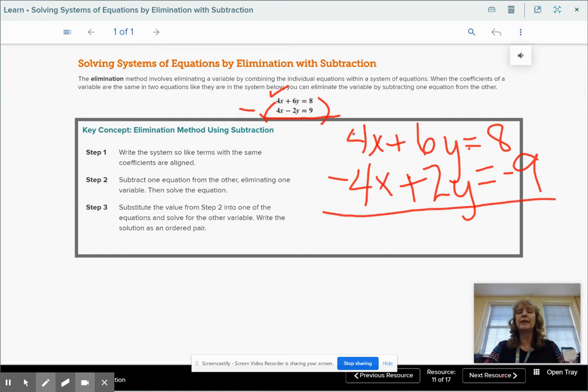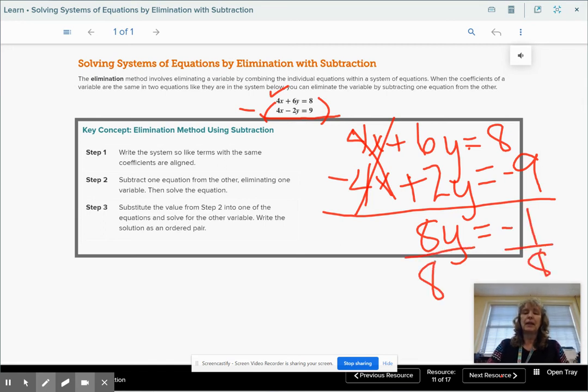So now I can eliminate my x's. 6y and 2y is 8y. And positive 8, negative 9 is negative 1. Divide both sides by 8. I know y equals negative 1/8.